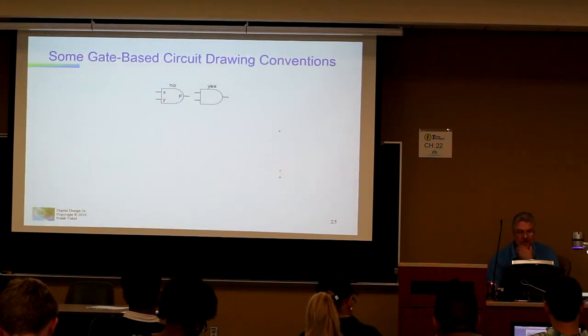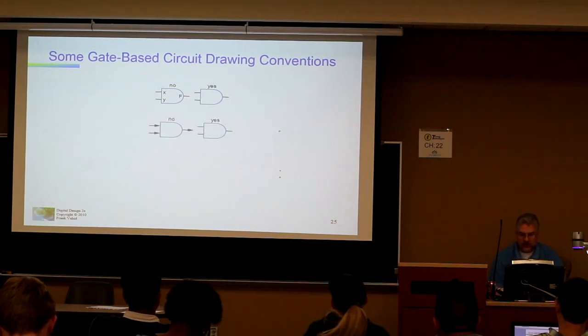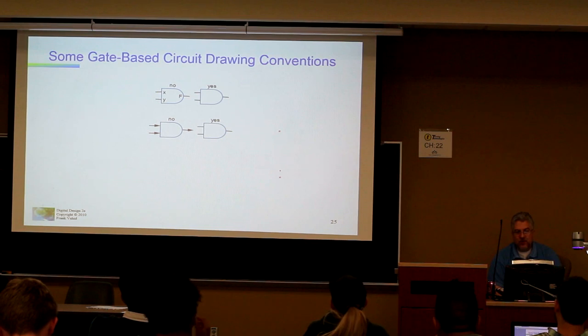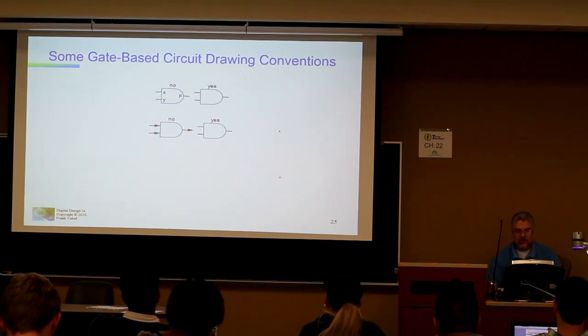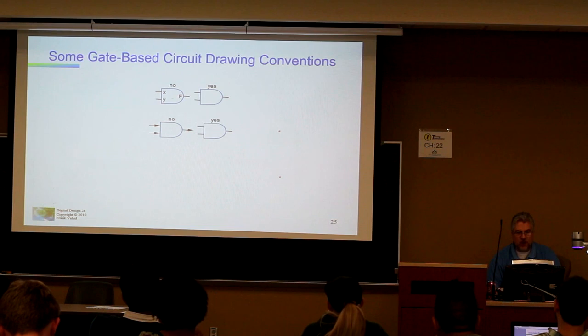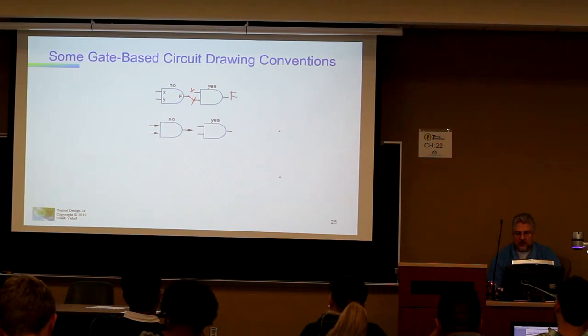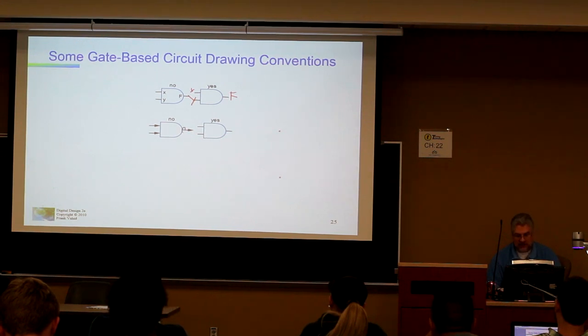So now let's look at some gate circuit drawing conventions. All right. So what we don't want you to do is to put X and Y and F inside of your gate. You just do this. And your X is going to be outside, your Y is going to be outside, and your F is going to be outside. The other thing that you don't need to do is draw arrows, because the assumption is always that this right here is an output, and this is an input.